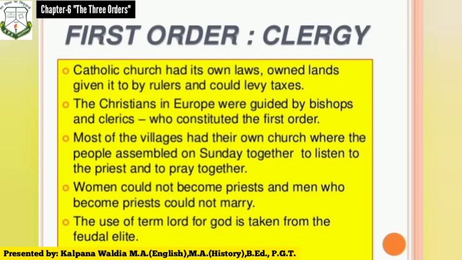Let us know about the first order, that is clergy. The Christians in Europe were guided by the bishops and they constituted themselves as the first order. The Catholic Church had its own law, its own lands given by the rulers, and most of the villages had their own churches where people used to assemble on Sunday together to listen to the priest and to pray to God. Women could not become priests and men who became priests could not marry. The use of the term Lord for God is taken from the feudal elite.